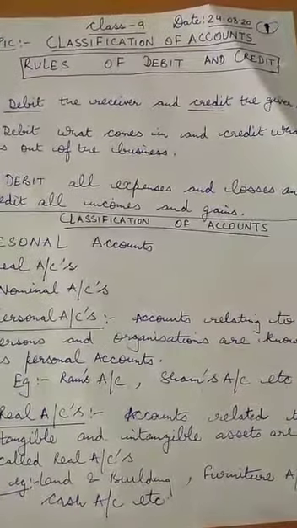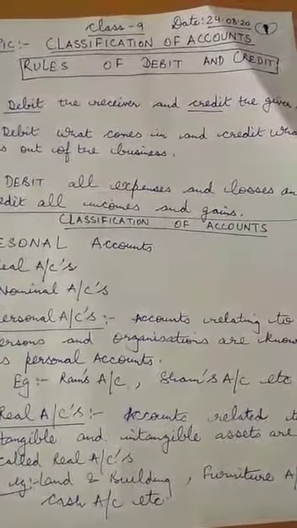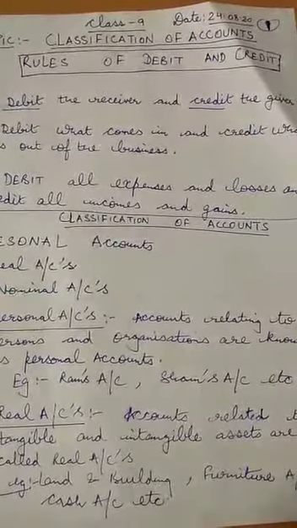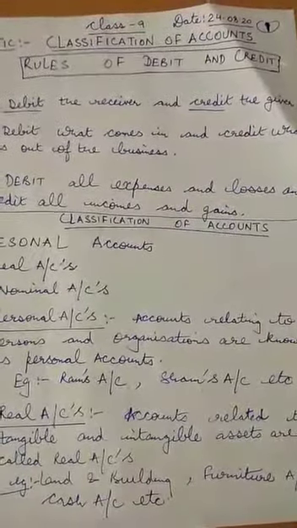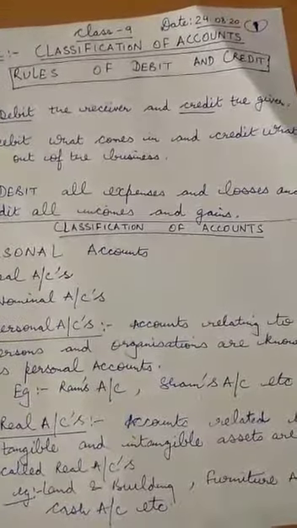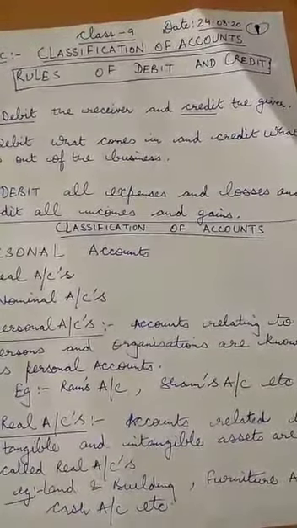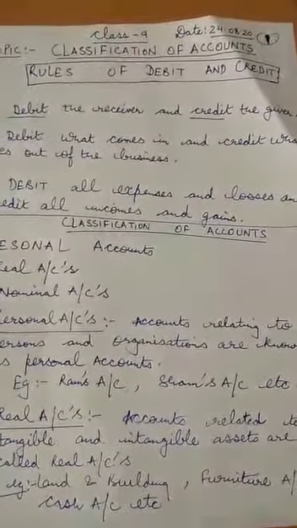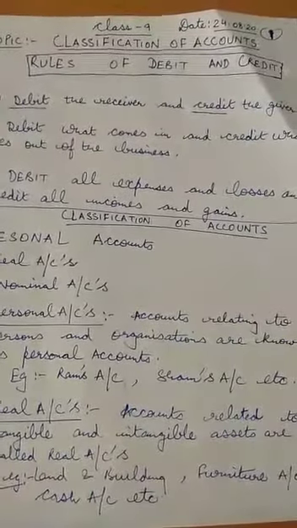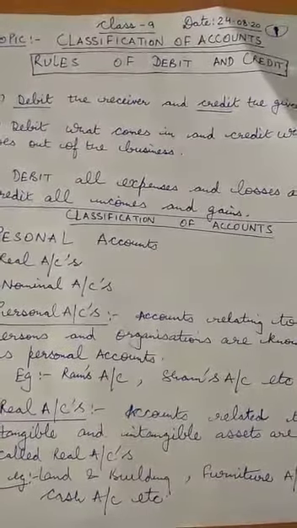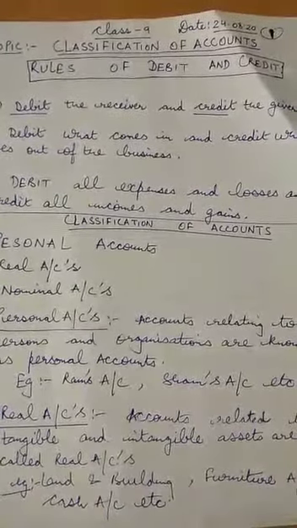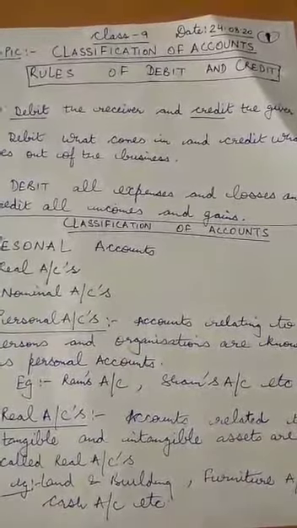For example, land, building account, machinery account, furniture account, cash account, bank account. All these are tangible assets, whereas patents, goodwill, copyrights, all these are intangible assets. So we can say that the real account includes both tangible and intangible assets. Now let us know what is the rule of real accounts. Debit what comes in and credit what goes out.